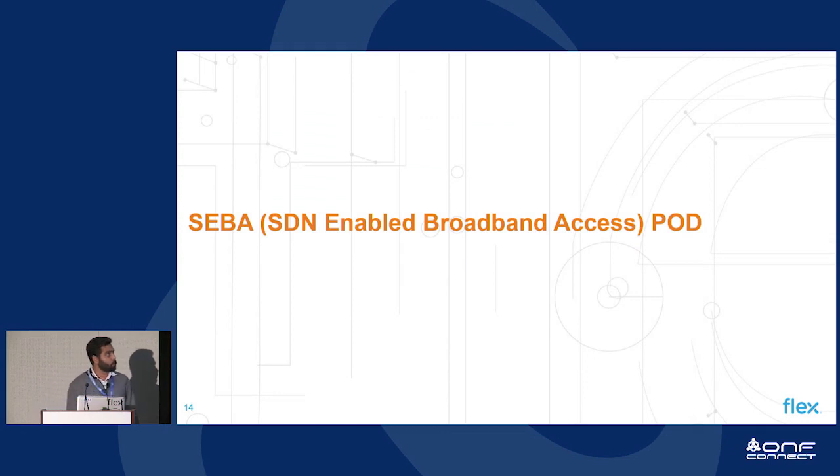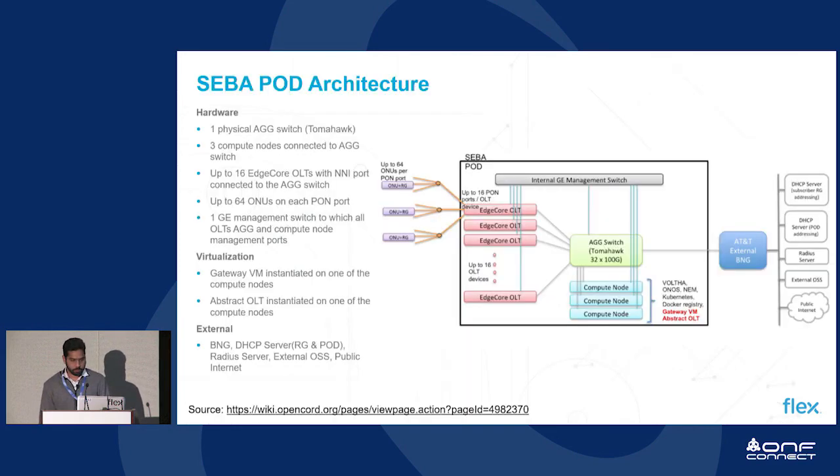So let's dive deeper into SEBA, or SDN-enabled broadband access pod. In general, a SEBA pod architecture would consist of a single aggregate switch. It could be a 100 gig switch connected to compute nodes. There are up to 16 OLT devices which can get connected to the aggregate switch via the NNI port. Each of these OLTs on their PON port can support up to 64 ONUs. This is what a general architecture of a SEBA pod is from AT&T.